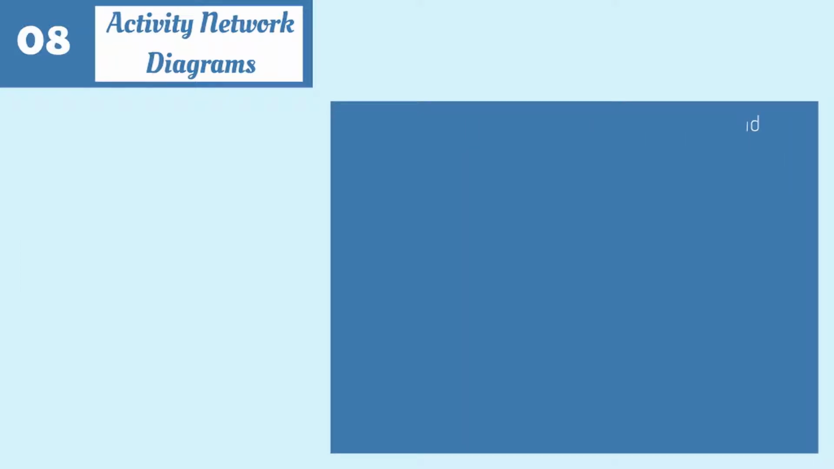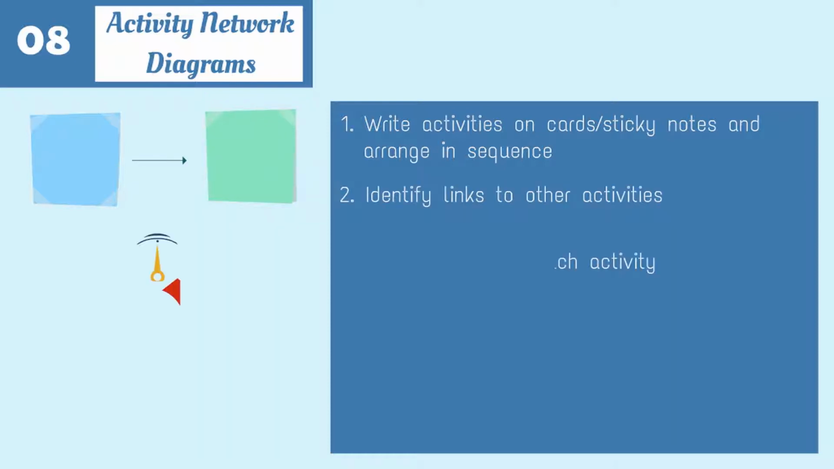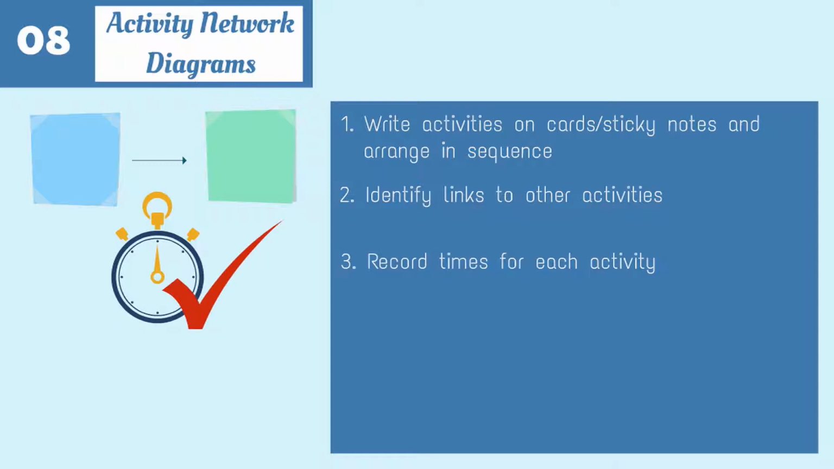Write activities on cards or sticky notes and arrange in sequence. Identify links to other activities. Record times for each activity. Verify the critical path.